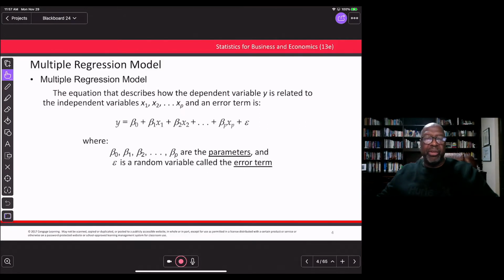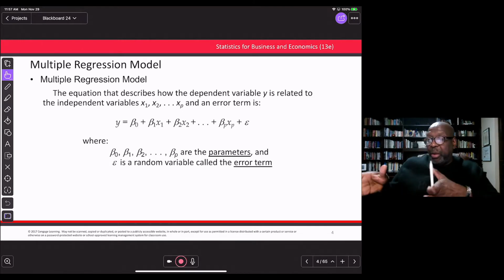So essentially the population regression line looks like this. Y is equal to beta 0 plus beta 1 x1, plus beta 2 x2, etc., if we have p independent variables. And then we have plus epsilon, because epsilon is necessary because it's not a perfect relationship. So we have an error term that we would have to do some adjustment on the value that we get from the equation itself.